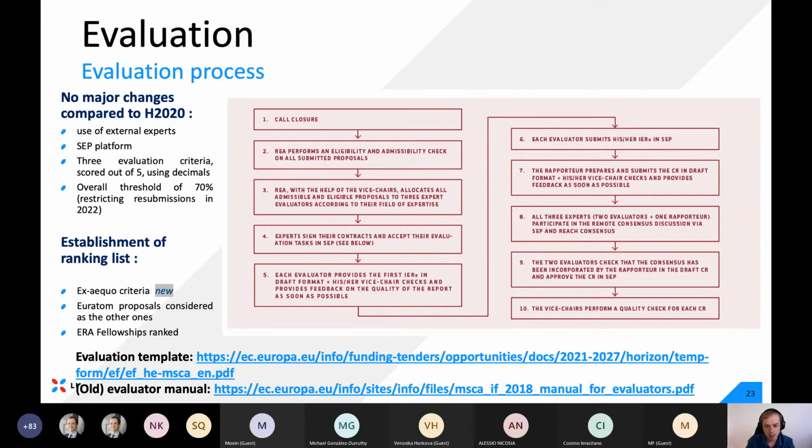And then there will be a ranking list according to the different panels. So there are different thematic panels for the different scientific areas. So generally, this is quite easy to choose. So you will be judged only within your panel.